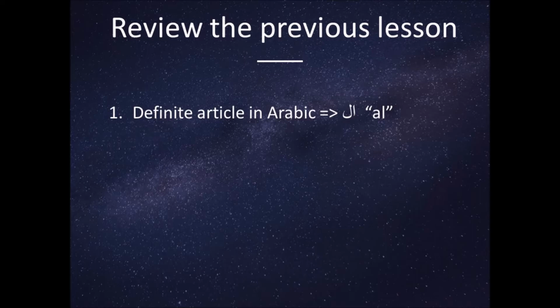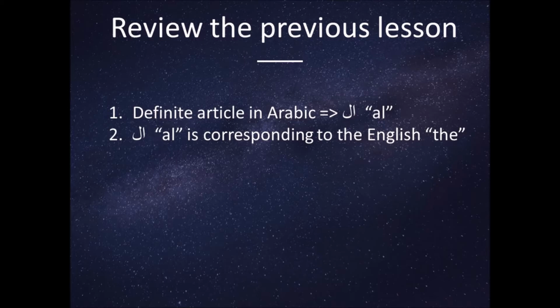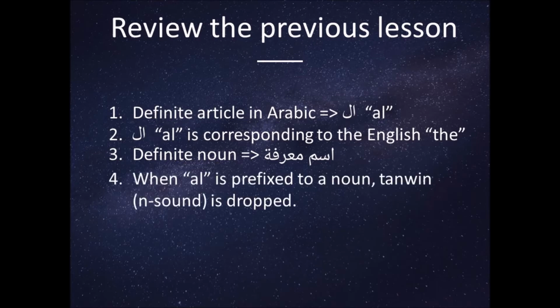1. Definite article in Arabic is al. Al corresponds to the English the. Definite noun in Arabic is called ism ma'rifah. When al is prefixed to a noun, tanwin is dropped. For example, baytun becomes al-baytu.